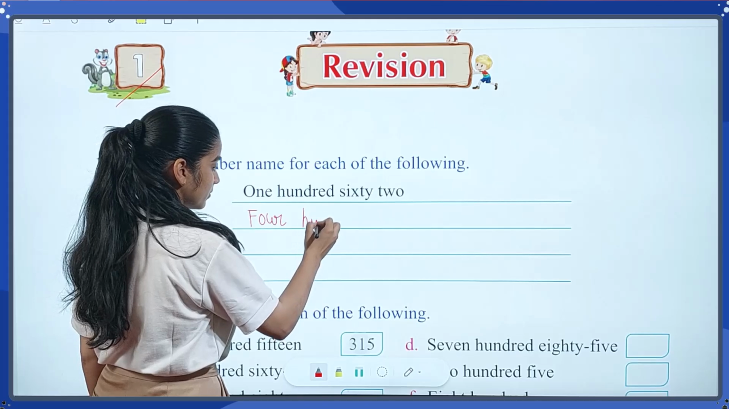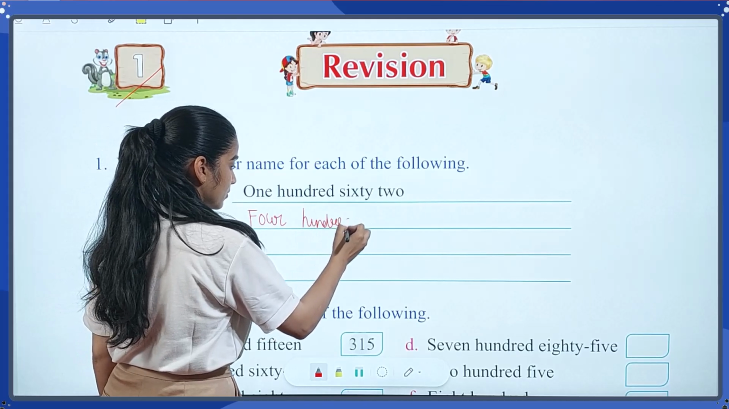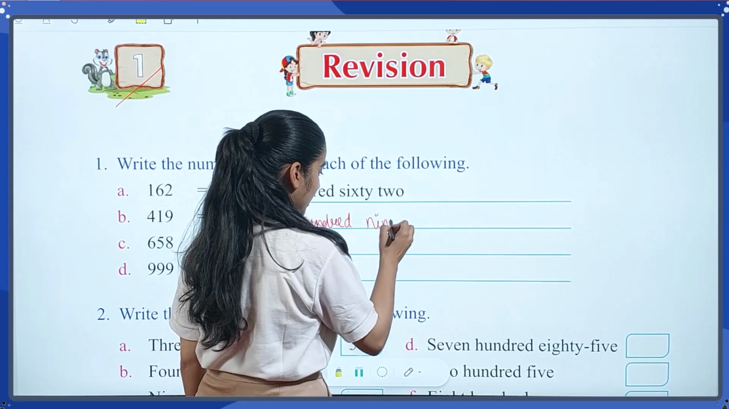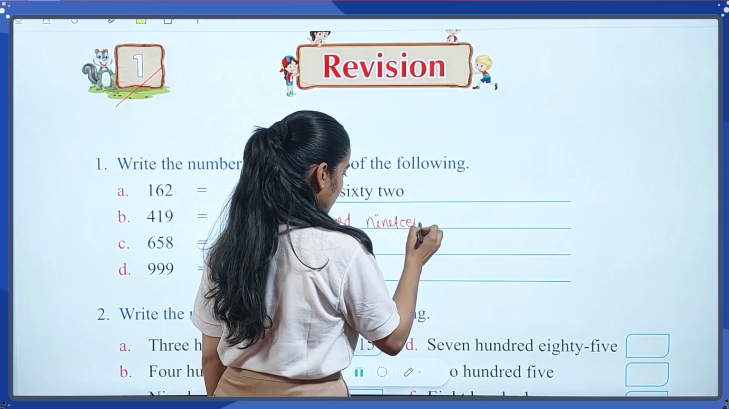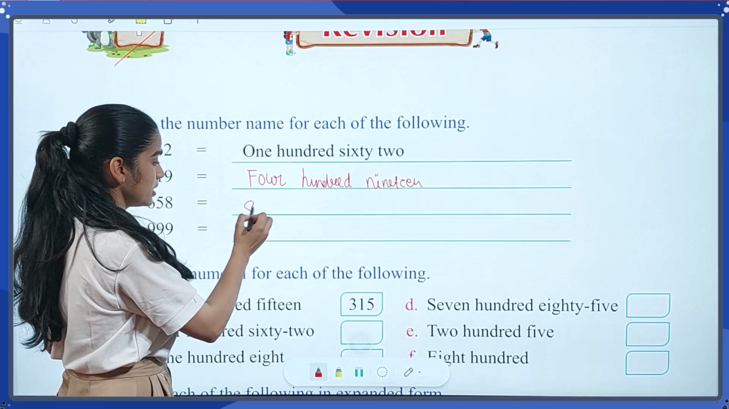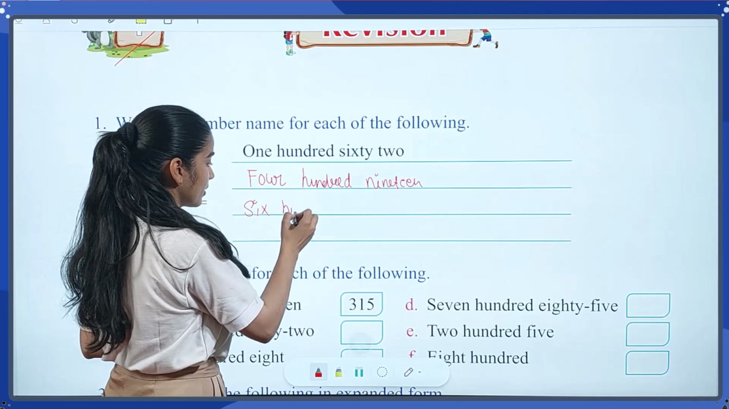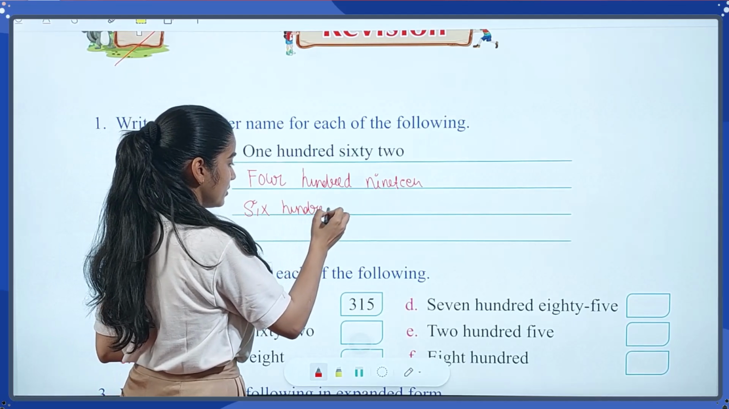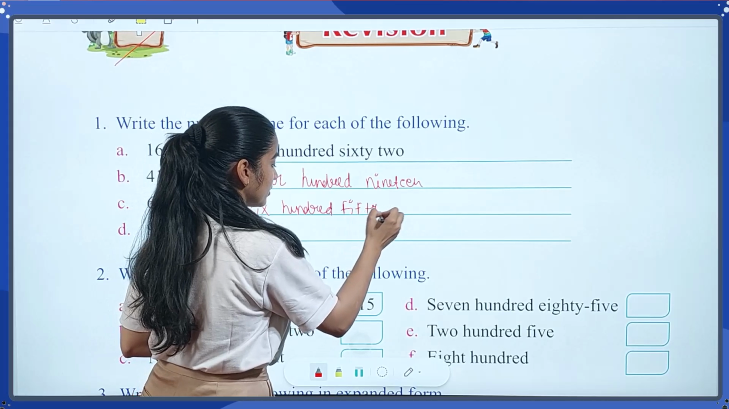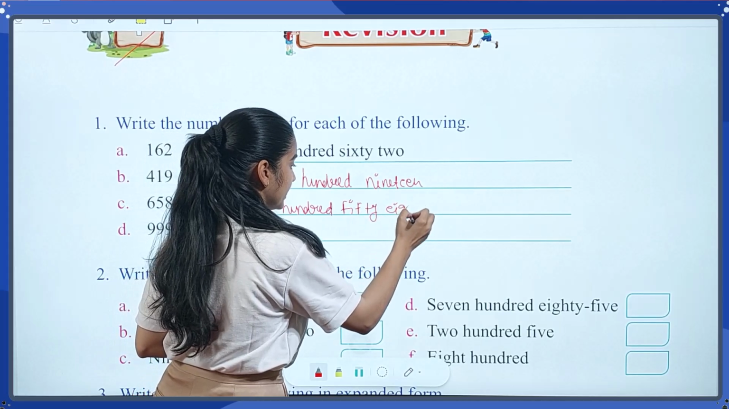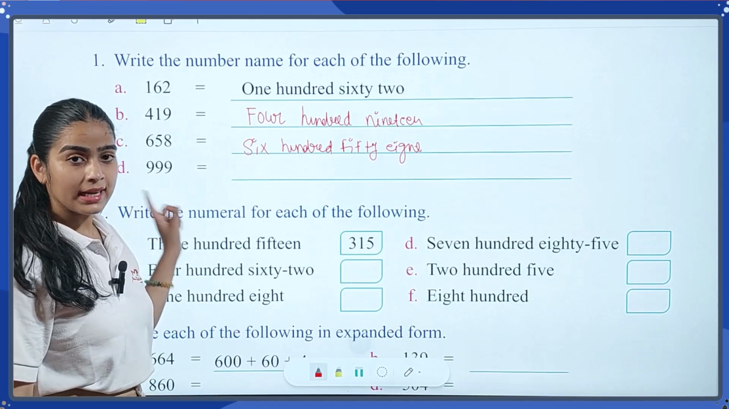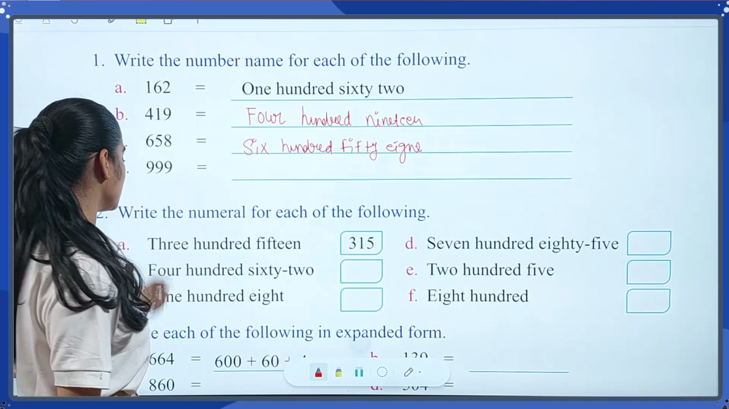400, 90. Next we have 658. 658. Now you have to write for the 999 in this section.